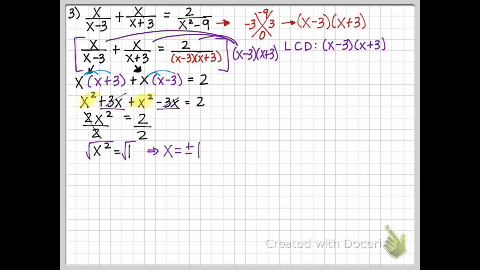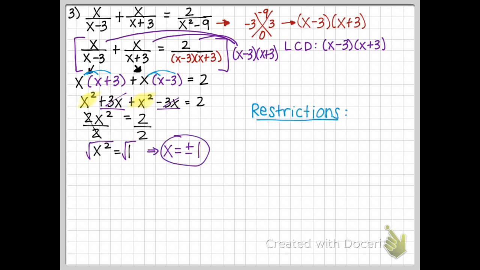Why is that? Because if I square to get back to that number, -1 squared is 1 and 1 squared is 1. That's why x is plus or minus 1. So whenever we take the square root of something, we get a positive and a negative. Okay? All right.